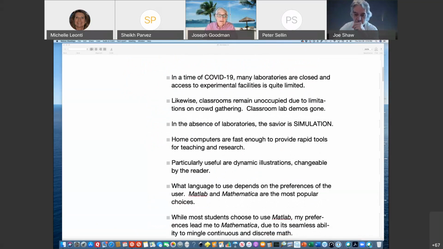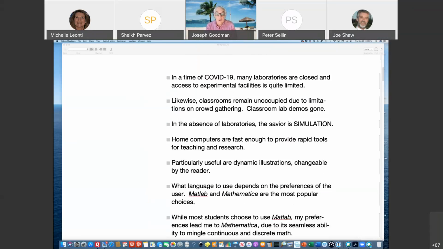Of course, many laboratories are closed now, and access to experimental facilities is somewhat limited, and classrooms are in most places unoccupied due to limitations on crowd gathering, and so classroom lab demonstrations are gone. And in the absence of these laboratories, what do we do? Well, I think simulation can be a tool that helps us a great deal. Home computers are fast enough so that we have rapid tools for teaching and research.